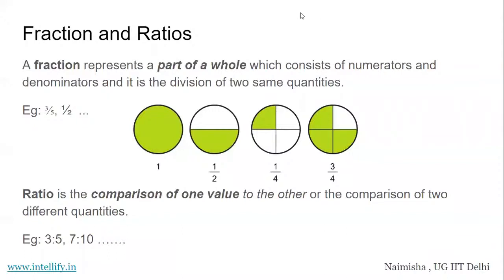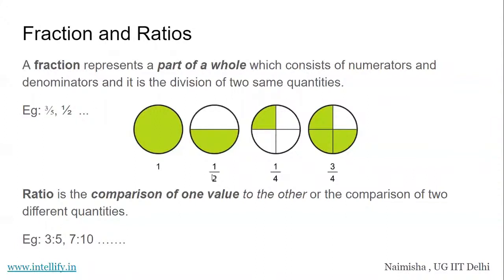Here we see the first circle, which is colored green, is a whole. When we divide this circle into two parts and color one part, we represent it as 1 by 2. Similarly, in this case, we divided the circle into four parts and colored only one part. We represent this by 1 by 4, meaning one part colored out of four parts.